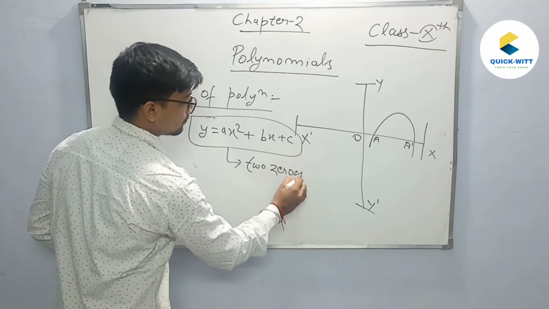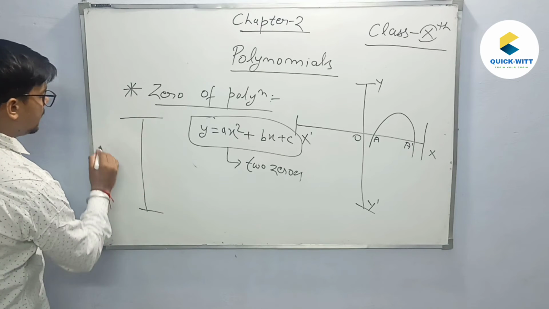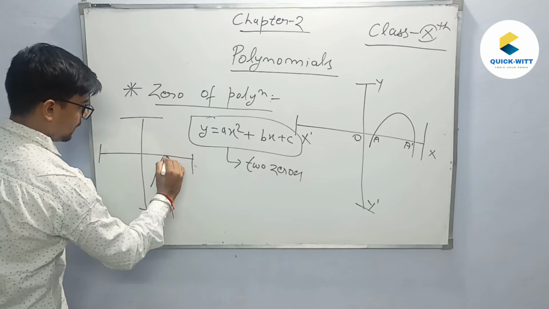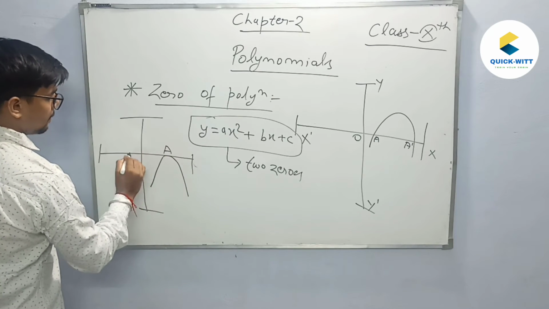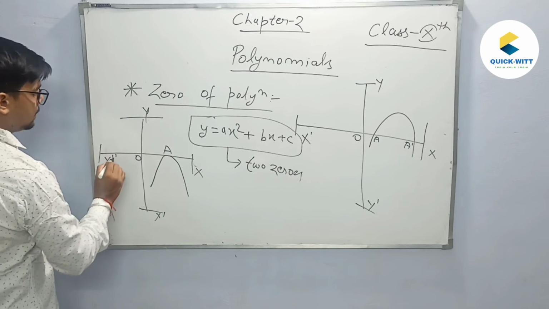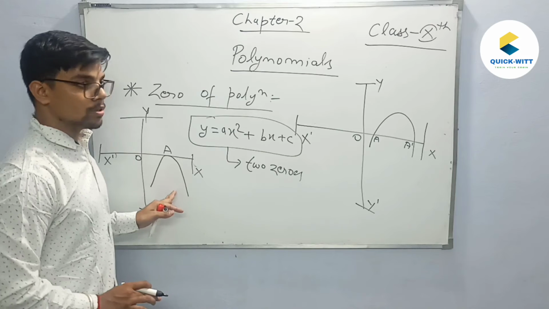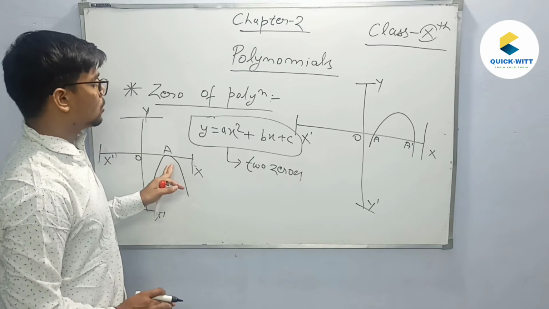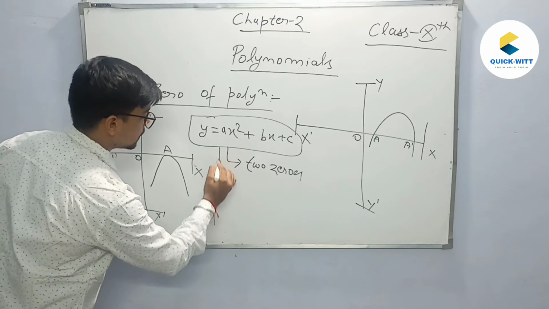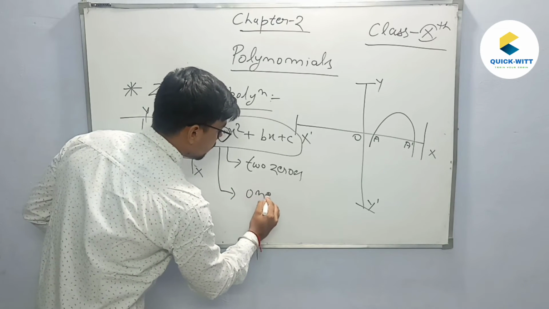If the graph is like this, where it only cuts at one point, again this is x, y, y dash, and this is x dash. You can see here this is also a parabola which cuts the x-axis at only 1 point. So if this is its equation, then we can conclude that it has only 1 zero.